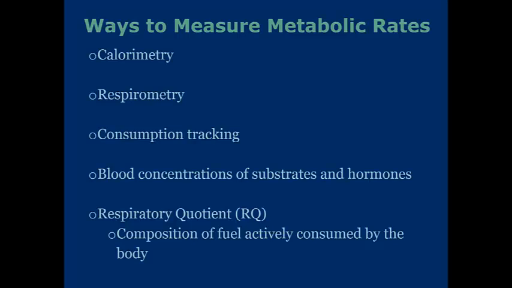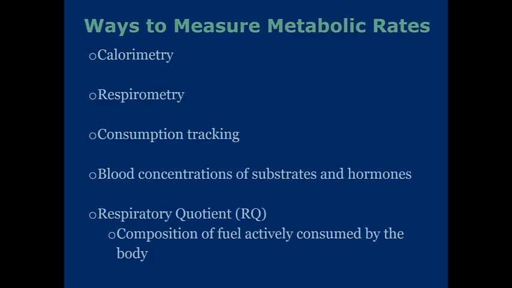Respirometry is going to measure the respiration rate. We can tie how much we breathe to how much energy we're using. Consumption tracking is just simply looking at how much we eat and how much we excrete. This can also determine how much energy is being used by looking at what kind of food we're eating and what kind of energy that's going to provide us.